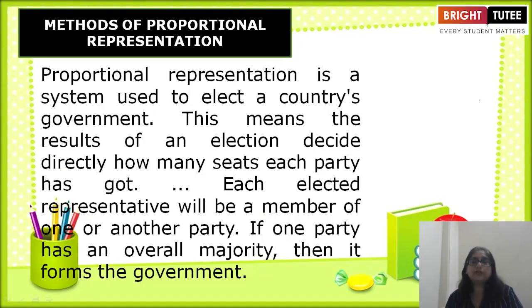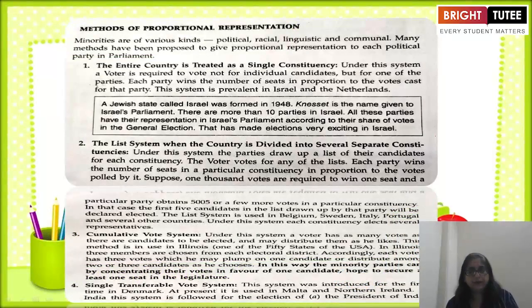Now, methods of proportional representation. Proportional representation is a system used to elect a country's government, and this means the results of an election decide directly how many seats each party has got, and each elected representative will be a member of one party or another. If a party has an overall majority, then it forms the government. Now, what are the methods of proportional representation?